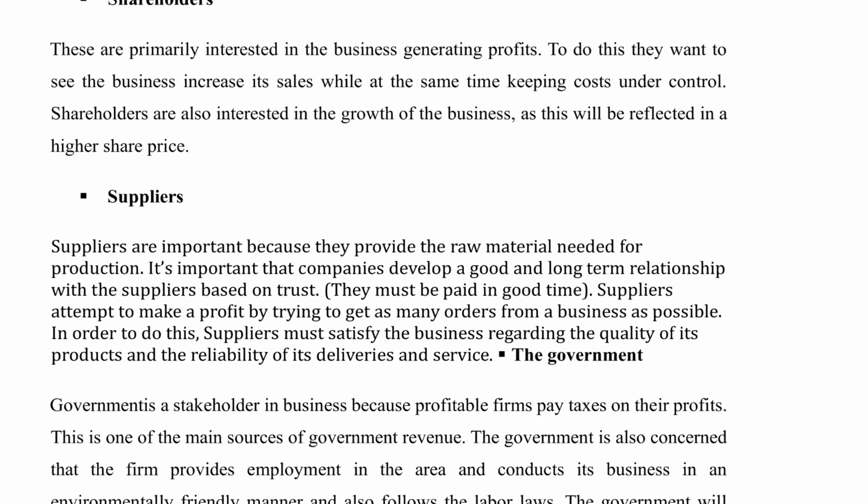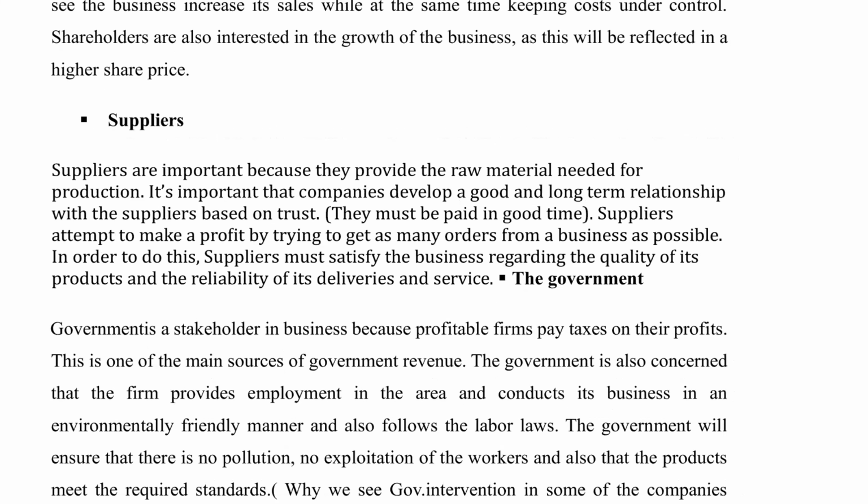Let's look at the suppliers. It's very important to notice that the suppliers are the ones that provide us with the raw materials that are needed for production. It is very important for you to develop a very good and long-term relationship with them. Because if you tamper with the relationship, at some point they will stop supplying to you on credit. They may tighten the conditions of services that they offer to you, and at the end of it all, you find yourself in problems. So make sure you're on good terms with the suppliers.